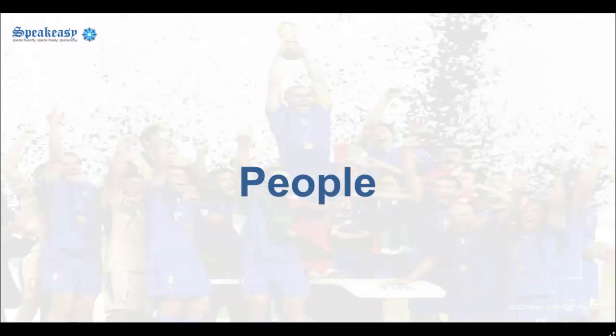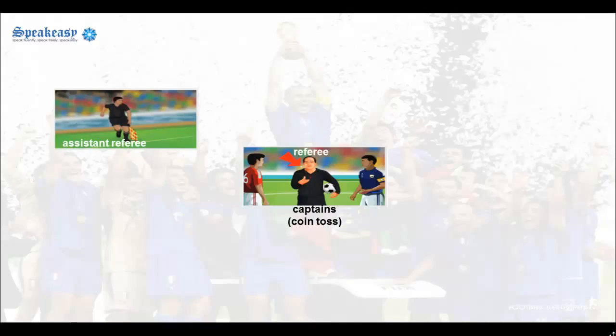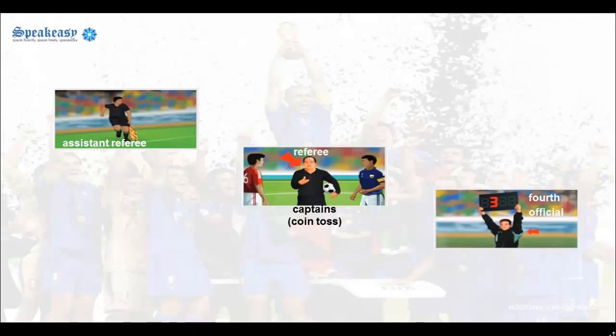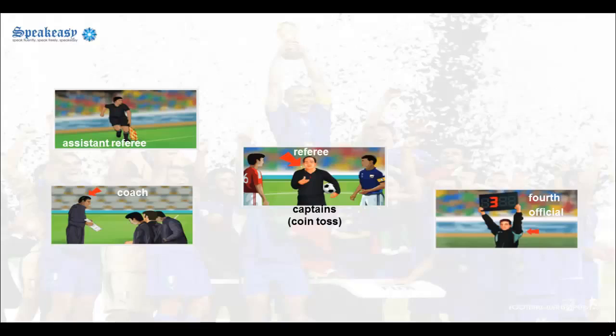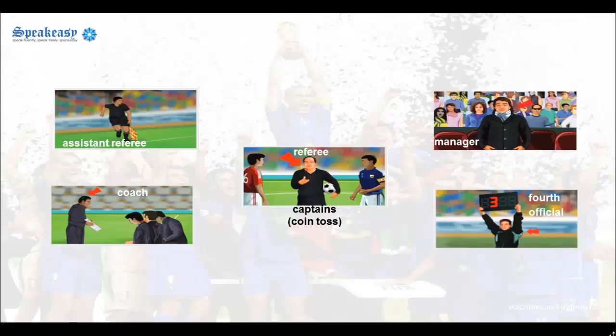So now for the people involved in a professional football game. Here we see the referee, accompanied by the 2 captains of each team. He's tossing the coin to see who will begin the game. Assistant referee. 4th official. Coach. Manager, and behind the manager we can see the fans.